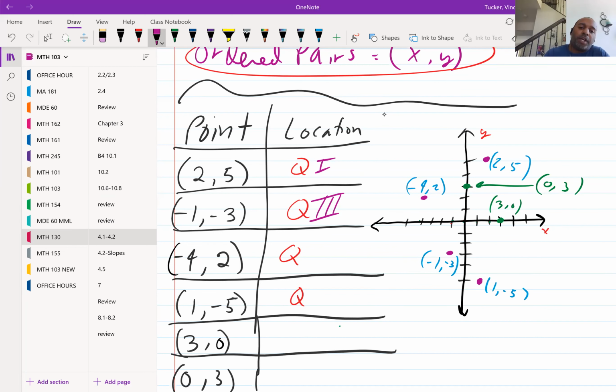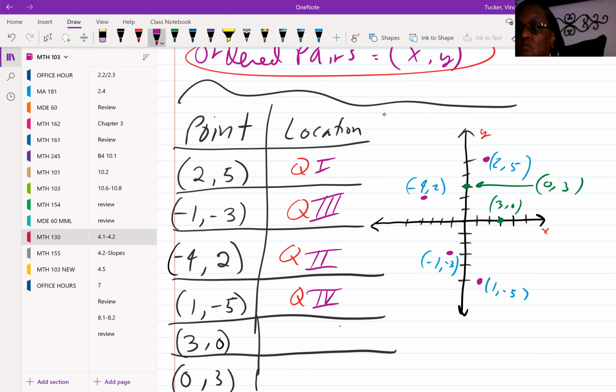Next one, -4, 2. Start at your origin, left 4, up 2, because that's a positive 2. And that puts us in quadrant 2. And then the fourth point, start at your origin, is positive 1, so we go to the right 1, and then negative, we go down 5. 1, 2, 3, 4, 5. That puts us in quadrant 4.